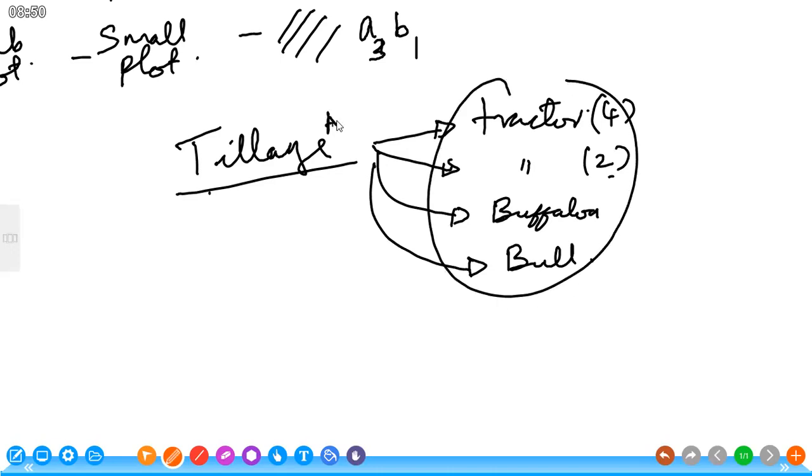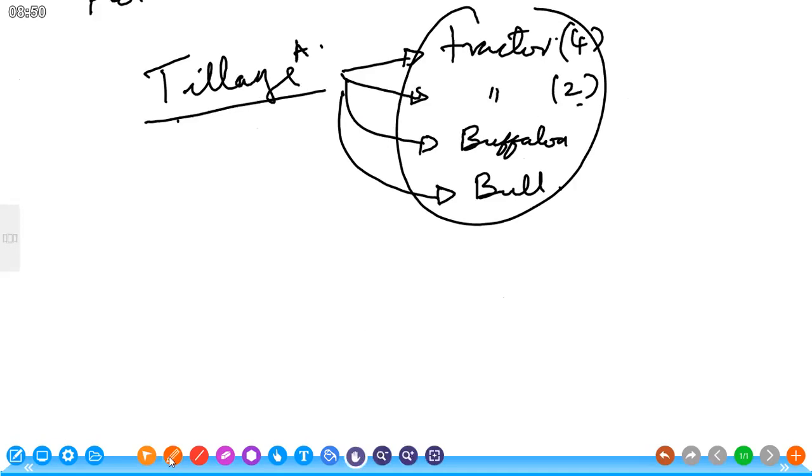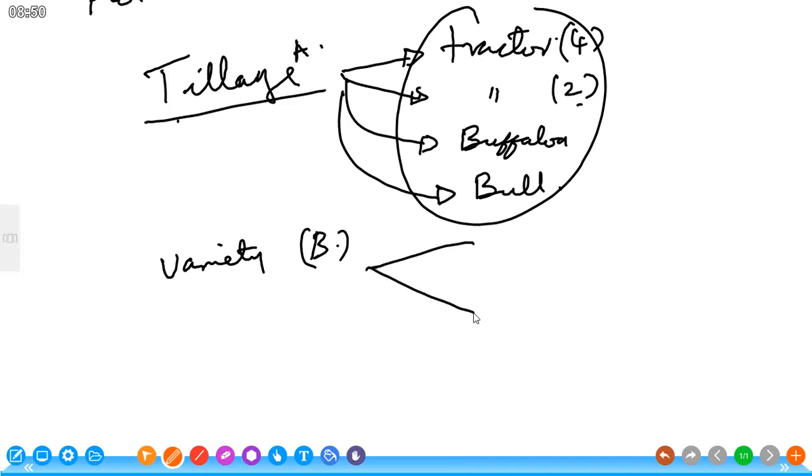Factor A, tillage, is factor A. Factor B is variety, paddy variety. Let's say BG 350, some variety, doesn't matter. I have 3 varieties, 3 or 4 varieties, doesn't matter.